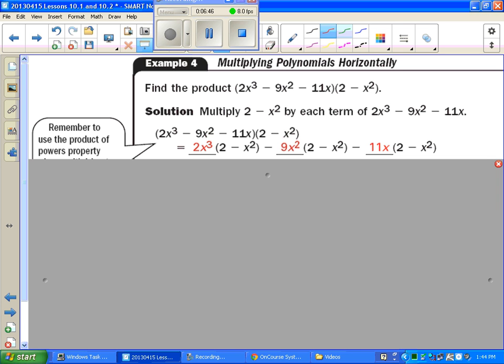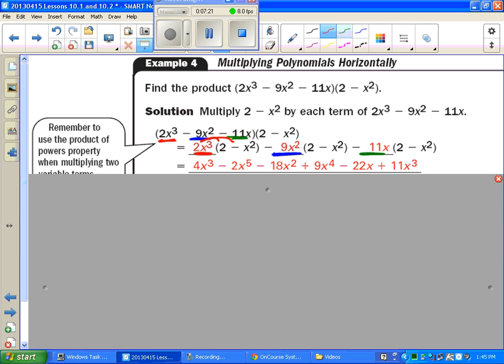So 2x, when we multiply, we'll separate it. Notice all of this just separated. 2x to the third separated and became here. Negative 9x squared separated and became here. And negative 11x separated and became here. But then all you're going to do is distribute each of those three things to it. So 2x to the third power times 2 is going to become 4x to the third power. And 2x to the third power times negative x squared will become negative 2x to the fifth power.